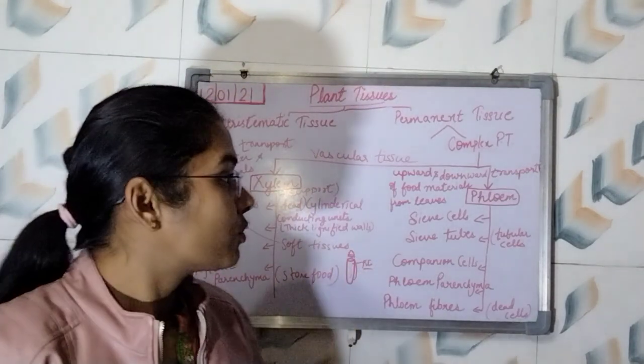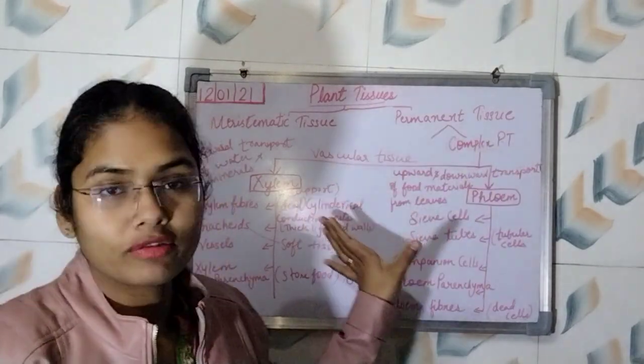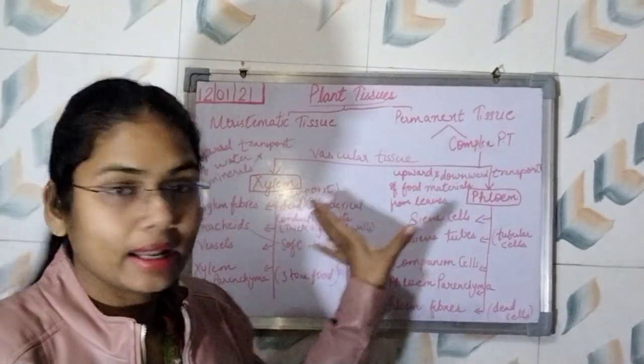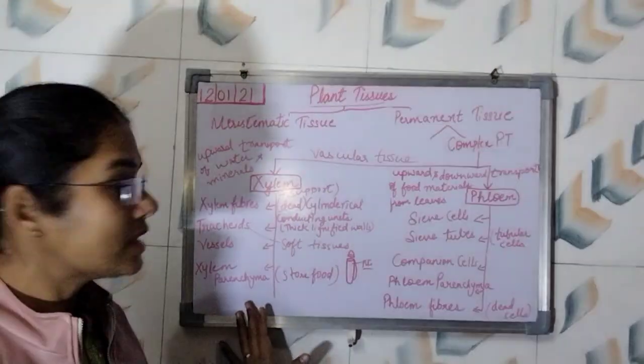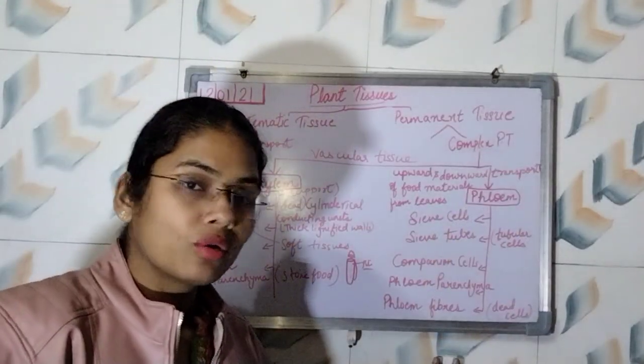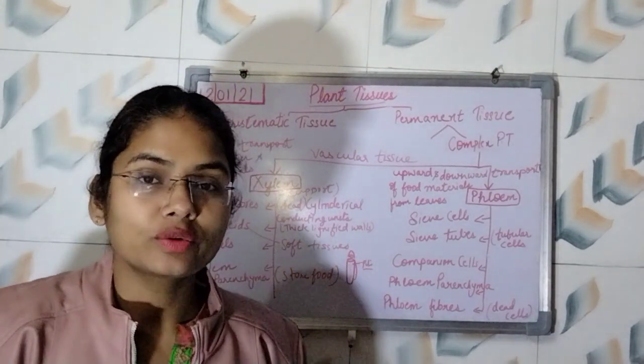Understand students what we have studied today? Complex permanent tissue, which is of two tissues, xylem and phloem. Xylem is further divided into four cells and phloem is further divided into five cells, right? I hope I make you understand, right students?